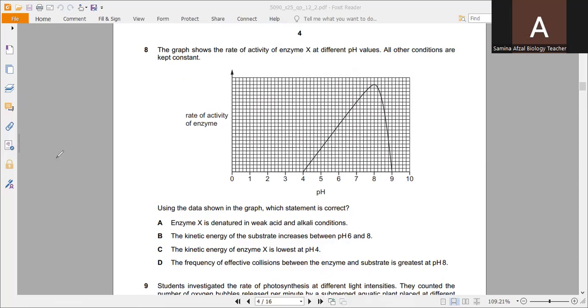So we have to find out the answer. Using the data shown in the graph, which statement is correct? Enzyme X is denatured in weak acid and alkali conditions. It is not denaturing, its activity is increasing. So A is not correct.